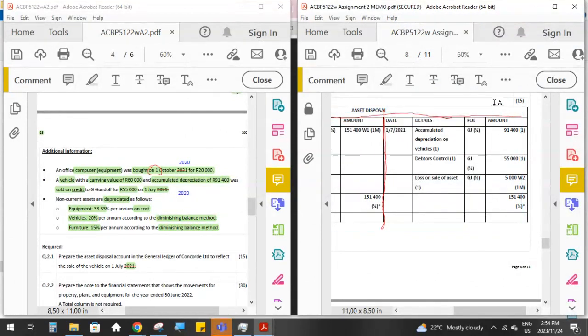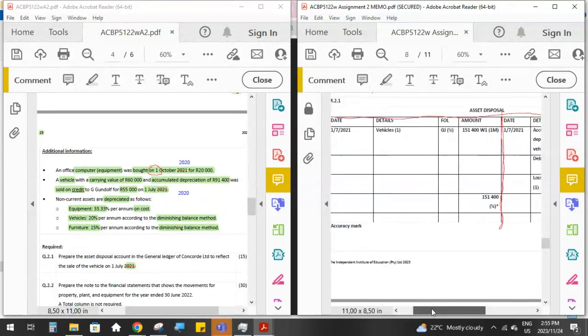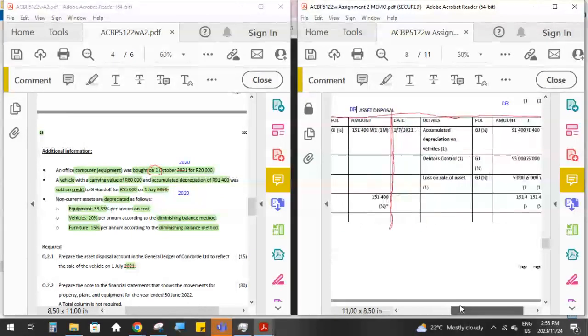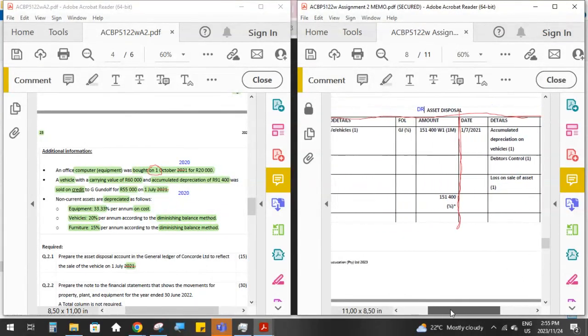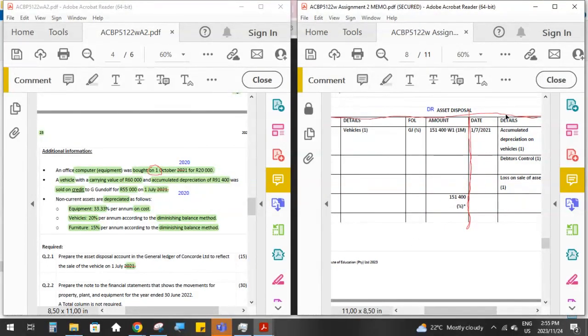So again, just to remind you how this works, in the amount column on the right-hand side, we will write an amount if we are going to credit asset disposal. If I am going to debit asset disposal, I am going to write that amount in the amount column here on the left. So this column will be used if I'm going to debit asset disposal, and this column here will be used if I'm going to credit asset disposal. So remember, we've got these two columns with the heading details.